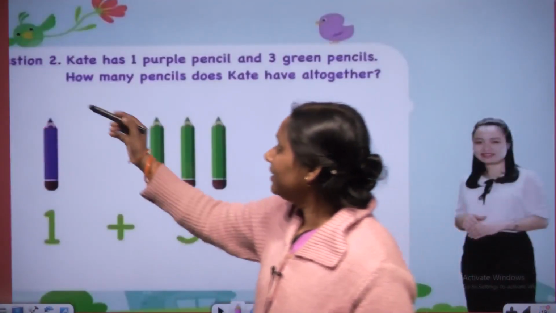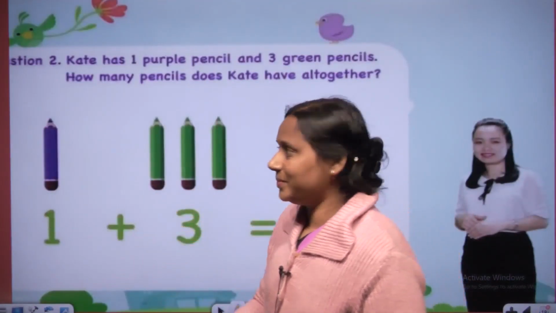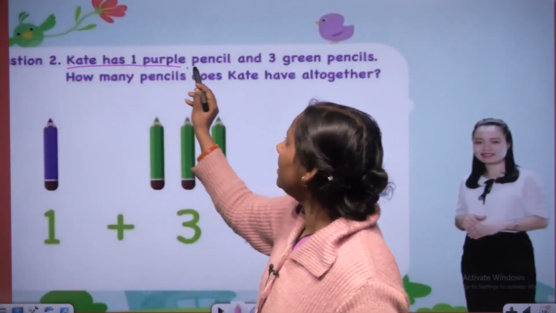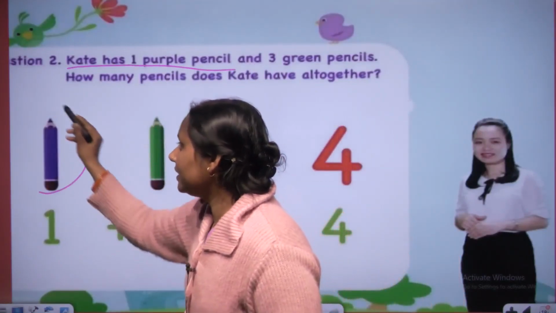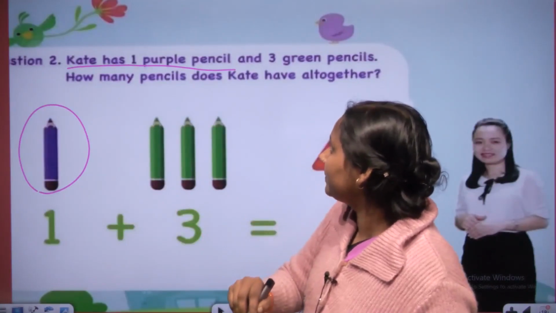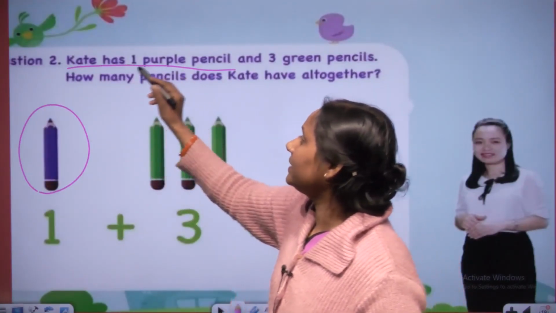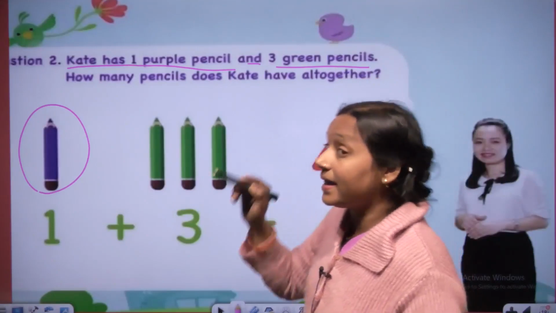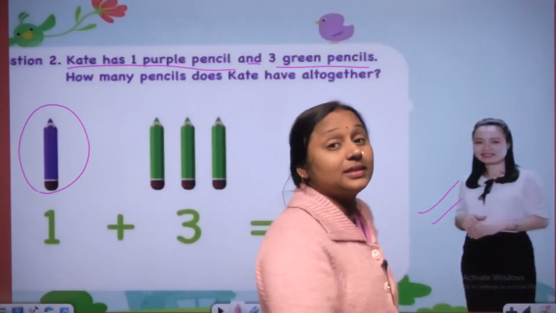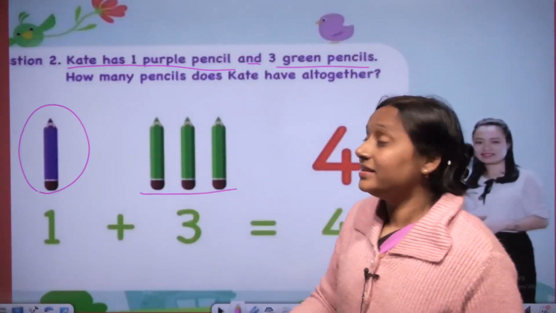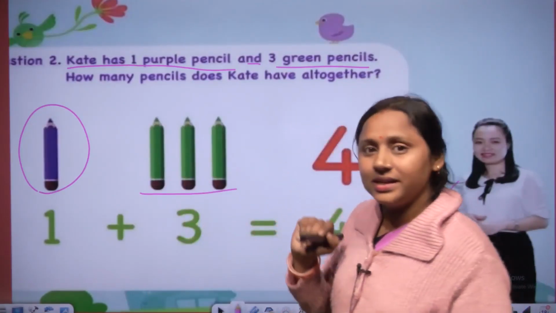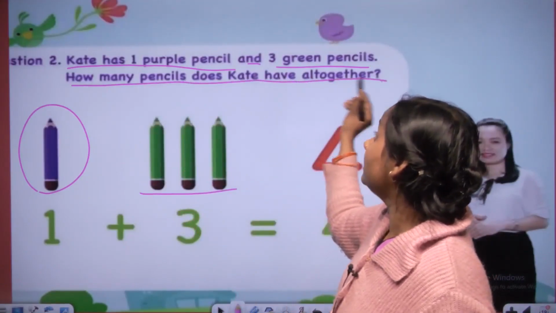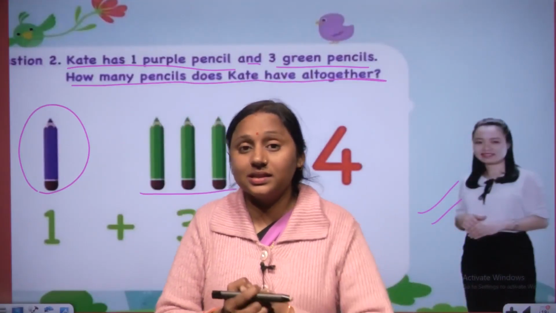Okay, now next, look at the picture. Okay, this is word problem. With the help of a story, we know adding. Okay, cat has one purple pencil. Cat ke paas ek purple color ka pencil hai. And three green pencils. Cat ke paas aur kitne pencils hain? Three green color pencil. Okay, how many pencils does cat have altogether? To uske paas total kitne pencils hai?